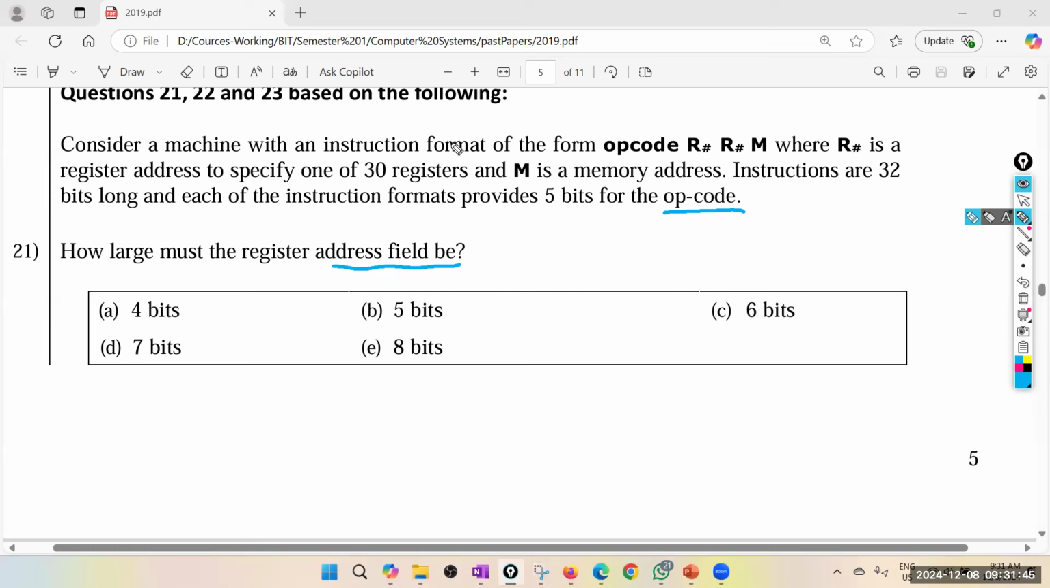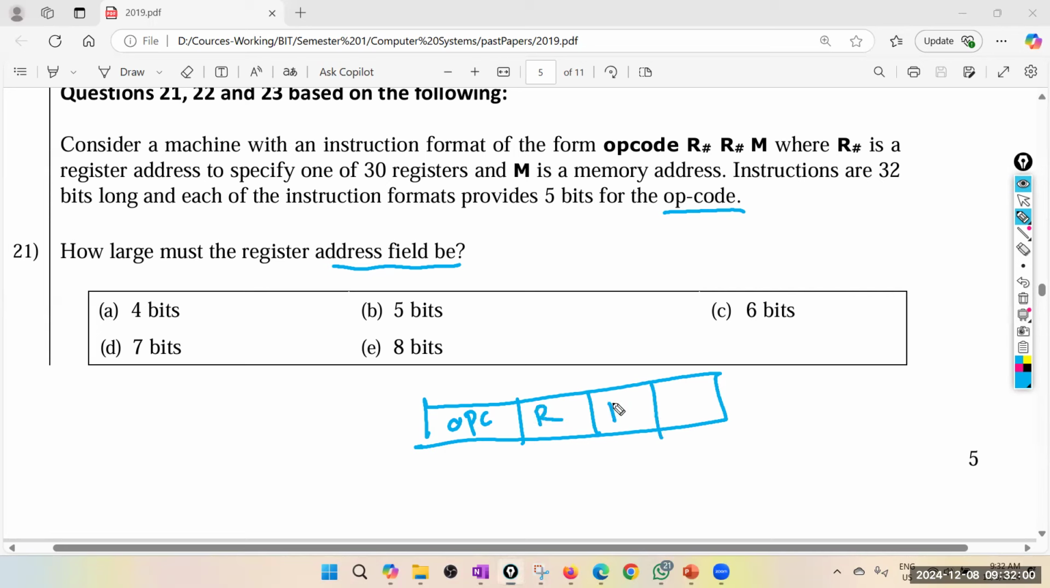Right. Consider the machine with an instruction format of the form: operation code, then three operands. The first is a register address, the second is a register address, and the third is a memory address. It says R is a register address, one of the 30 registers. So there are 30 registers, say R1 to R30. Usually it is R0 to R29, but for simplicity I just call it 1 to 30.